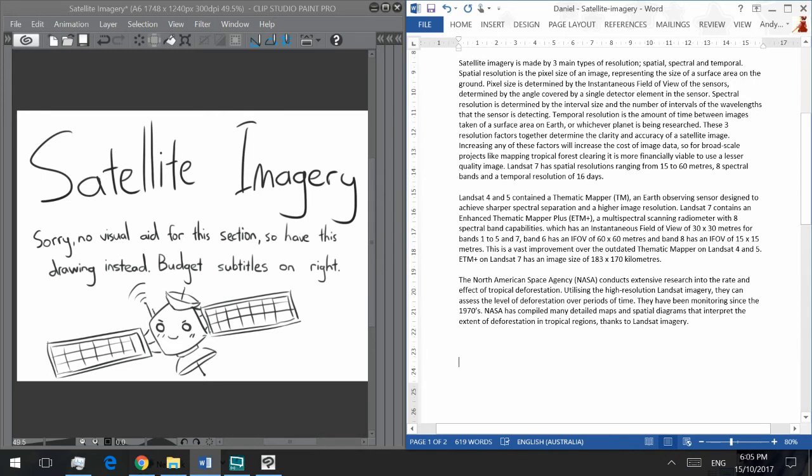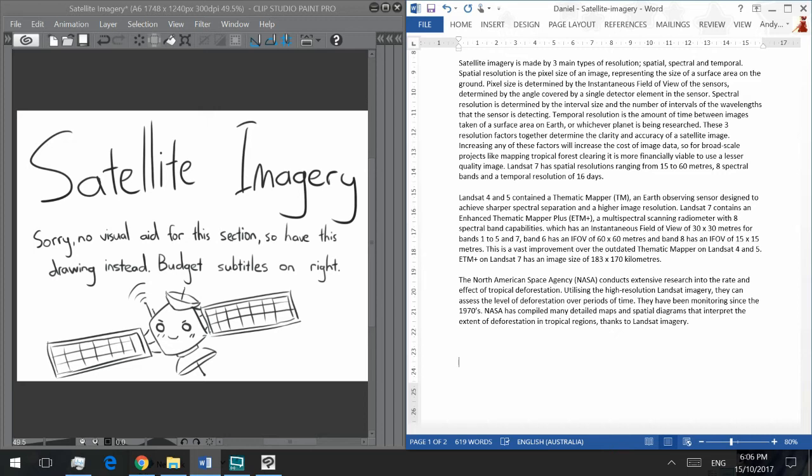Satellite imagery is made by 3 main types of resolution: spatial, spectral, and temporal. Spatial resolution is the pixel size of an image, representing the size of a surface area on the ground. Pixel size is determined by the instantaneous field of view of the sensors, determined by the angle covered by a single detector element in the sensor.